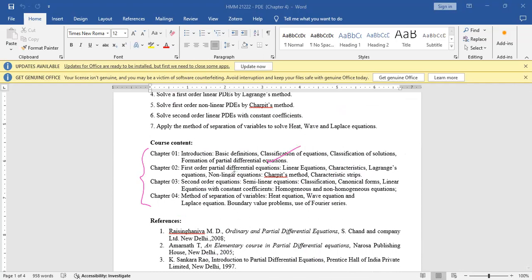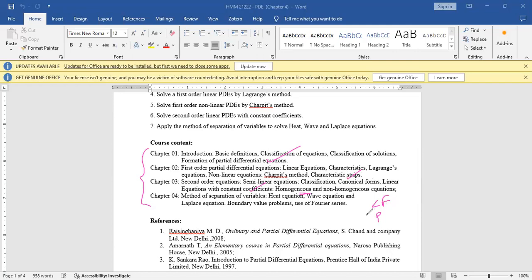And then chapter 2 is first order differential equation of linear and Lagrange equation. Non-linear case, we use the Charpit method. Also characterization and all. Third one, second order, where we have learned how to solve the homogeneous with constant coefficient. There we have used our canonical form as well as what is a CF, particular solution and all.